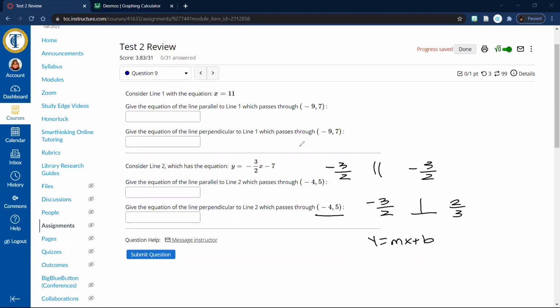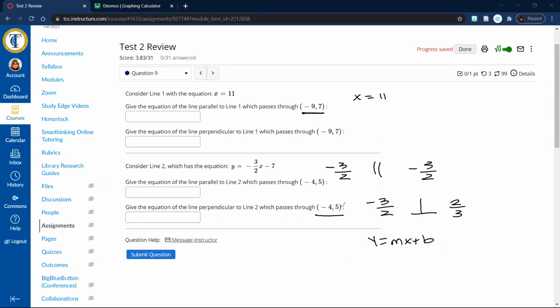And then I will say this one for x equals 11. What's the slope there? If I want an equation of a line that's parallel to x equals 11 and it passes through this point, first off, what kind of line is x equals 11? The slope would be 0? No, it has... It's a vertical line. It's a vertical line because it's x equals 11.